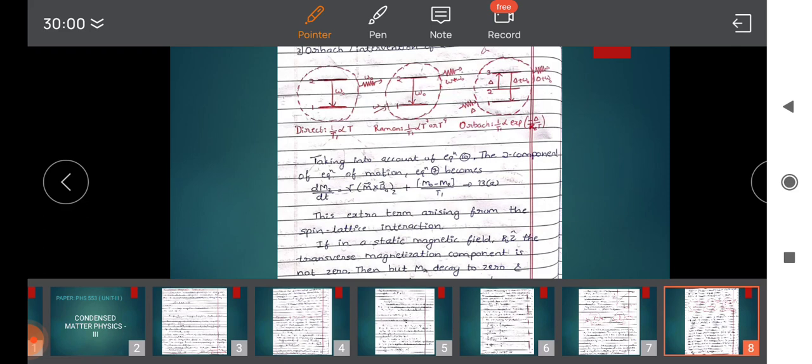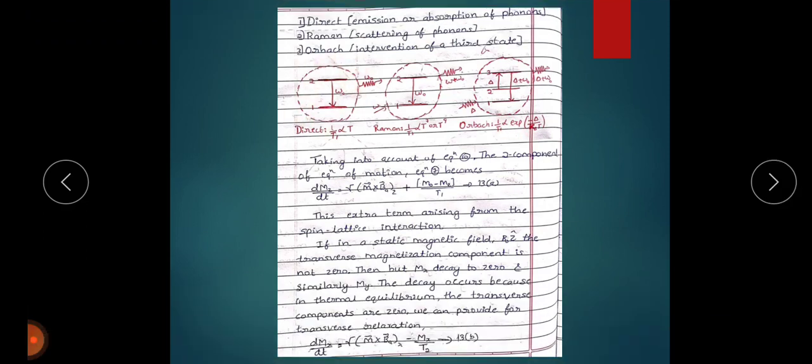These are the three possible processes involved in the relaxation times. The first figure corresponds to the direct process, the second figure to the Raman scattering process, and the third case is the Orbach intervention of the third state. In the first case, the inelastic scattering of the phonon takes place with the liberation of energy, taken as omega naught. The second case is also with the liberation of energy, taken as omega plus omega naught.